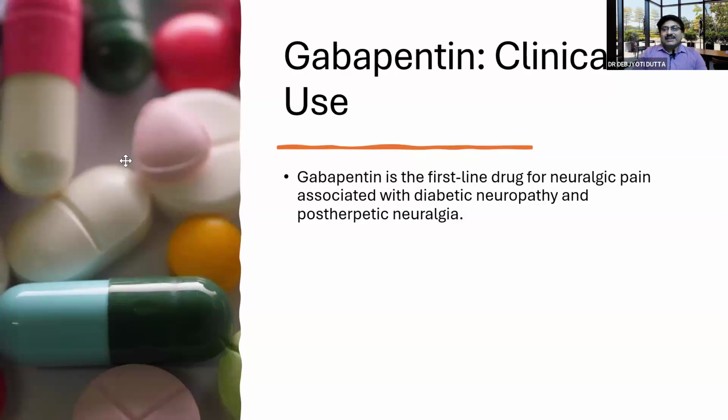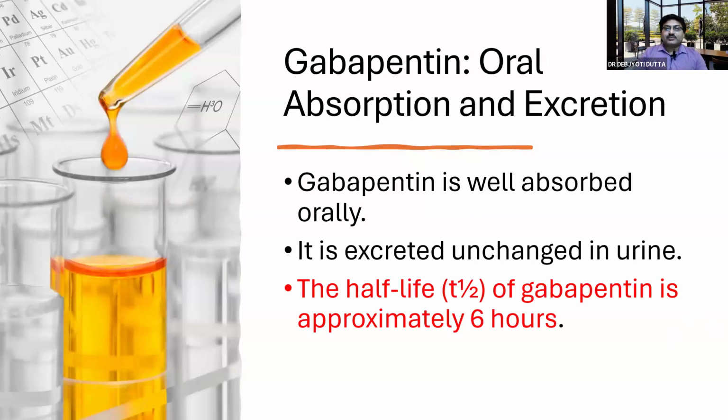Now coming to the clinical use, it's the first line drug for neuropathic pain conditions. Be it post-herpetic neuralgia or diabetic neuropathy, there are wide indications. Some are the real indications, some are off-label use, but in reality, in a large number of conditions, gabapentin is commonly and widely used for chronic pain.